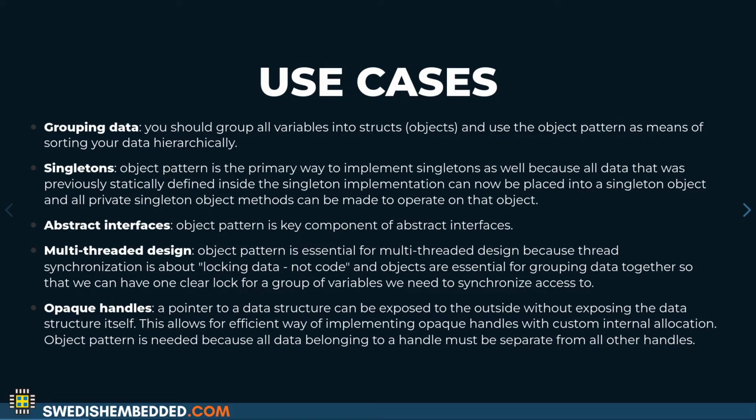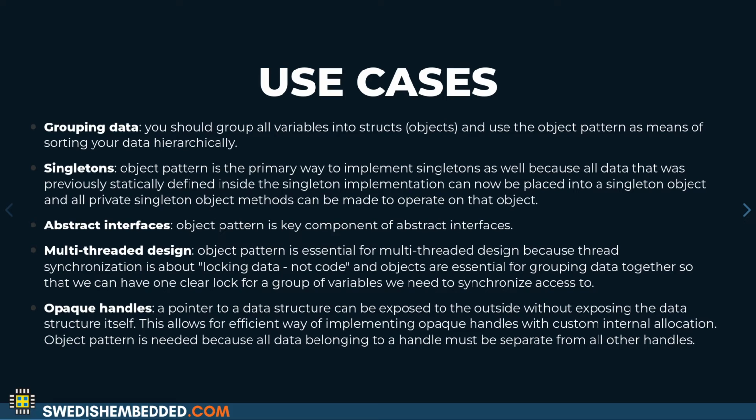Abstract interfaces. It's very difficult to implement abstract interfaces in a reliable and clear way unless you start with the object pattern. So we're going to look at abstract interfaces farther down this training, and we're going to use the object pattern to make sure that we can have virtual methods added to our object instances. And we can then easily differentiate between different instances of the same type, and when we call our virtual methods, we would be operating on different instances. So it becomes very, very easy to implement higher level concepts when you start with the object pattern at the bottom.